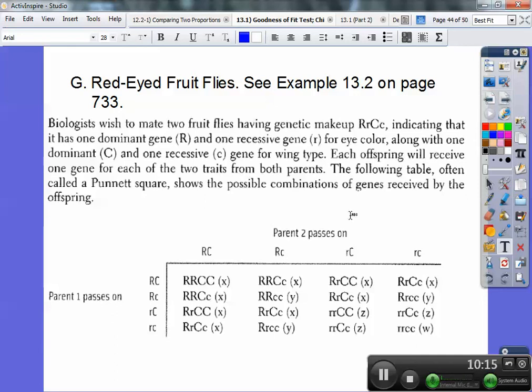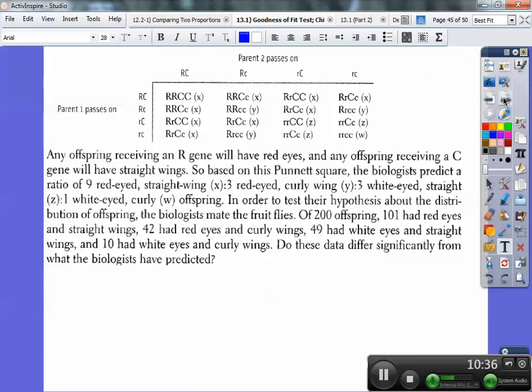All right, so here are the parents. You can have these: capital R, lowercase r, capital C, lowercase c. So the baby would have capital R, capital C, and so on right here. You can see there are going to be 16 different types. All right, so there's my chart right there. Any offspring that receives an R gene will have red eyes, and any offspring that receives a capital C gene will have straight wings. So capital R means red eyes, capital C means straight wings.